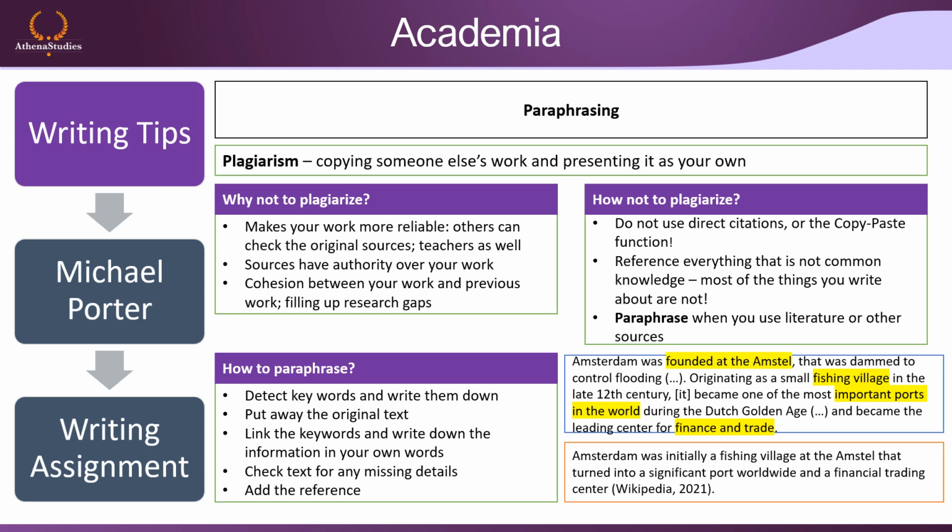trading center. So basically you see that we've shortened the entire information, we've used only what's important, we've added the in-text citation at the end so that the entire paraphrase is credible, and because it's not my own words, then you need to do this so that you don't plagiarize.